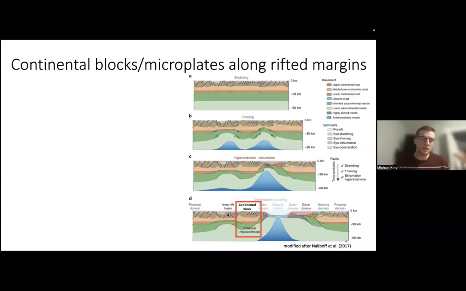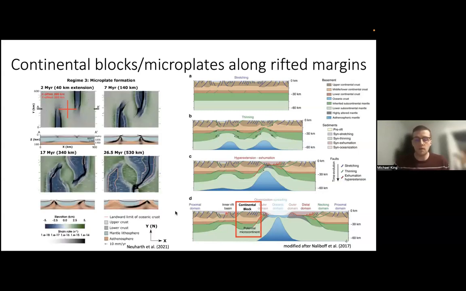In terms of understanding the processes and mechanisms of how these form, this has been studied in previous studies. One recent one is from Neuharth et al. 2021. They looked at microplate formation by interacting propagating rifts. If we look at the figure on the top left here, we have one rift here, another one here, that are spaced about 300 kilometers apart. And as they propagate towards one another, you get the localization of a microplate here. Today I'm going to be looking at examples of where we see these in the North Atlantic, and also looking at the kinematic and crustal evolution using deformable plate reconstructions.